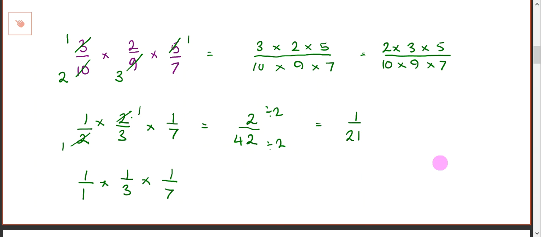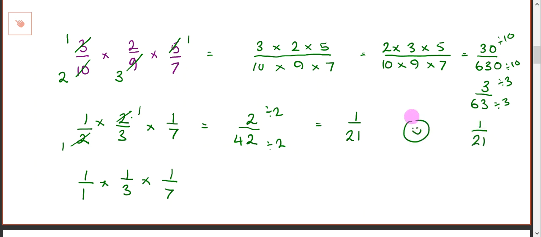Nice and simple, yeah? Whereas, if I didn't simplify at all, look, I'd have had 2 times 3 is 6, times 5 is 30, all over 9 times 7 is 63, so that's 630, which is fine. I could have then simplified to 3 over 63 by dividing by 10, not crossing a zero out, although that's what it looks like we're doing. We're actually dividing by 10, and then divide by 3, and miraculously you get 1 over 21, which is nice.